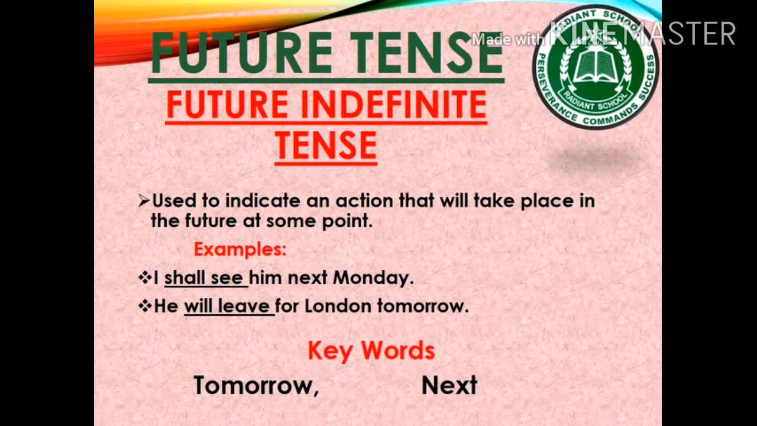This tense is used to describe an action that will take place in future at some point. For example, I shall see him next Monday. He will leave for London tomorrow. Keywords for future indefinite tense are tomorrow and next.